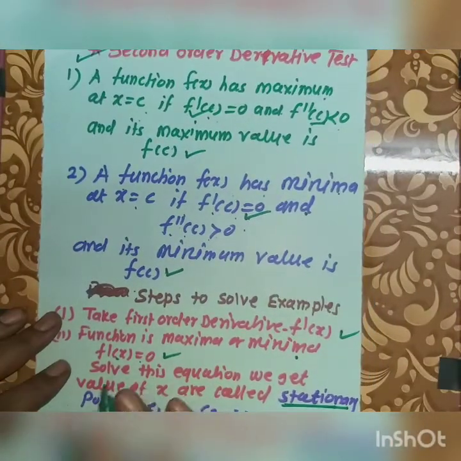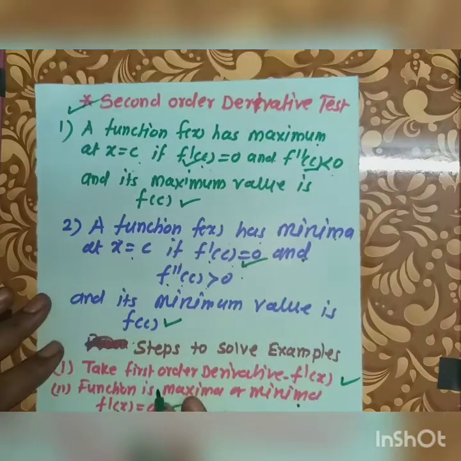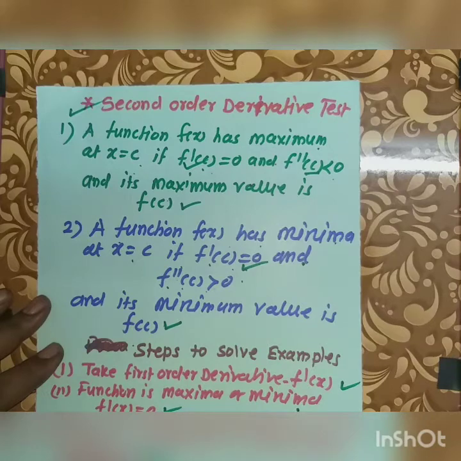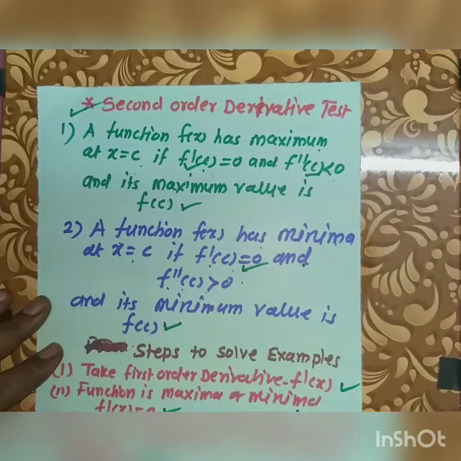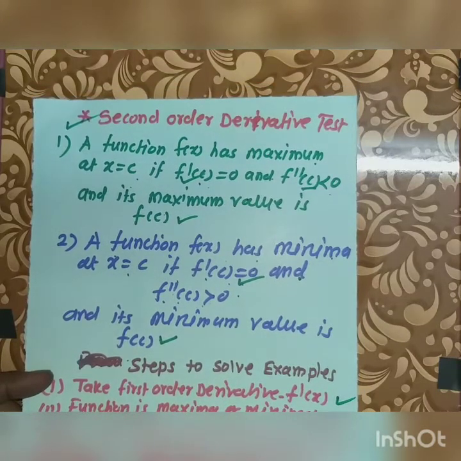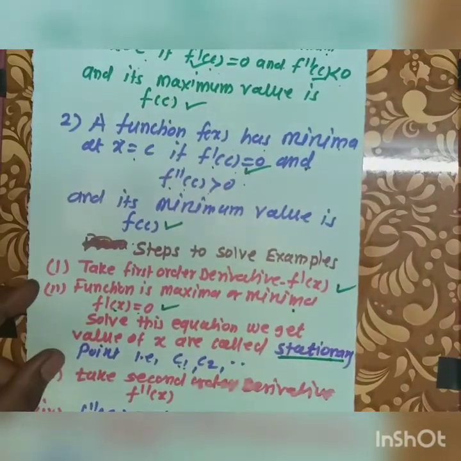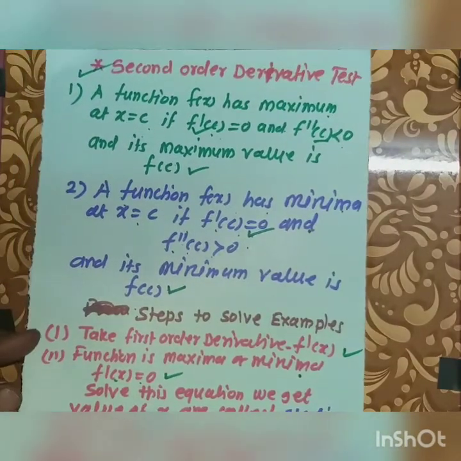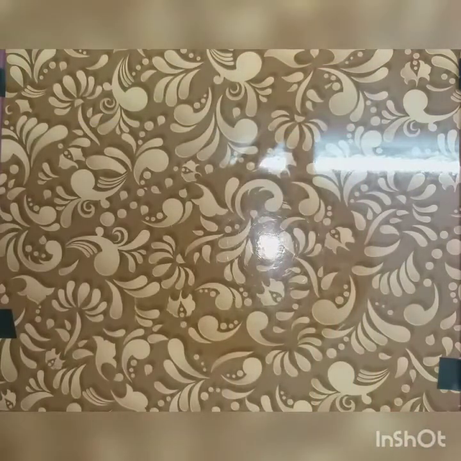Otherwise, all examples are solved by the second order derivative test. In our examination, if the question asks to find maxima or minima of the given function, without specifying second order or first order, the second order test is very easy to solve this problem. If the second order test does not work, then find the maxima and minima by using the first order derivative. Now we take one example.